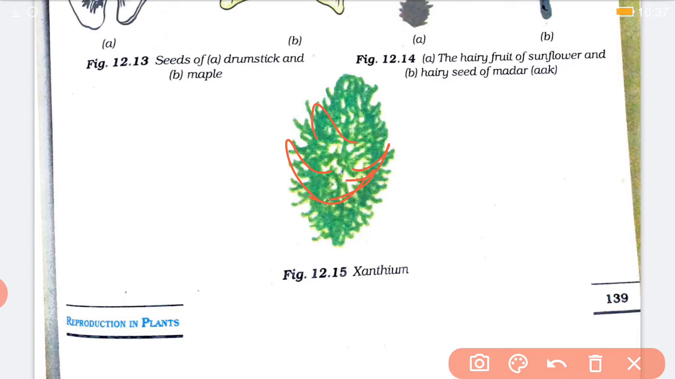So this is the way how fertilization takes place. Seeds are formed and how they are carried from mother plant to different places. So our chapter is complete.